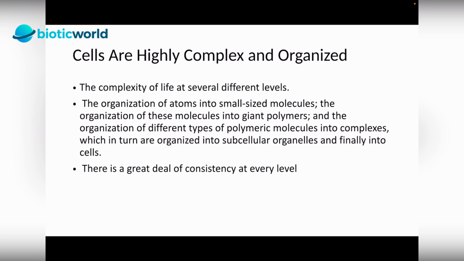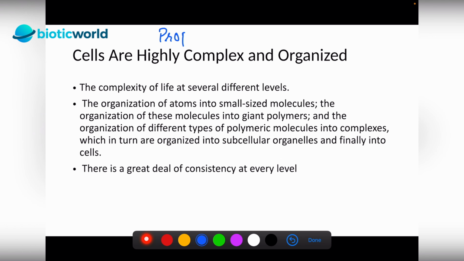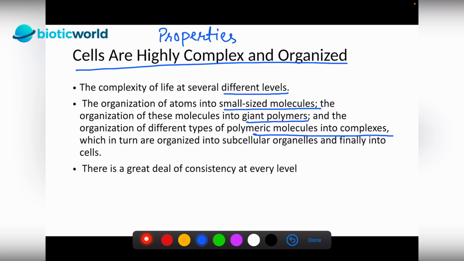Now let us understand the properties. Cells are highly complex and organized. The complexity of life is seen at several different levels: the organization of atoms into small molecules, the organization of these molecules into giant polymers, and the organization of different types of polymeric molecules into complexes, which in turn are organized into subcellular organelles, and finally cells.